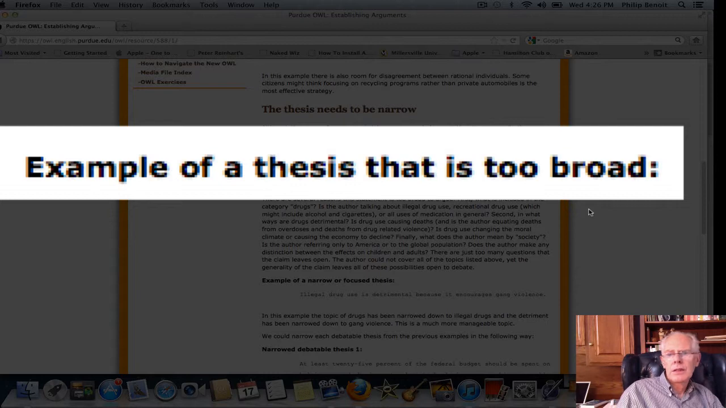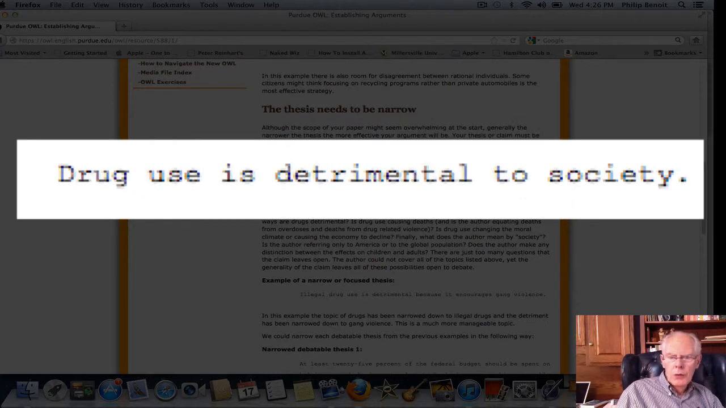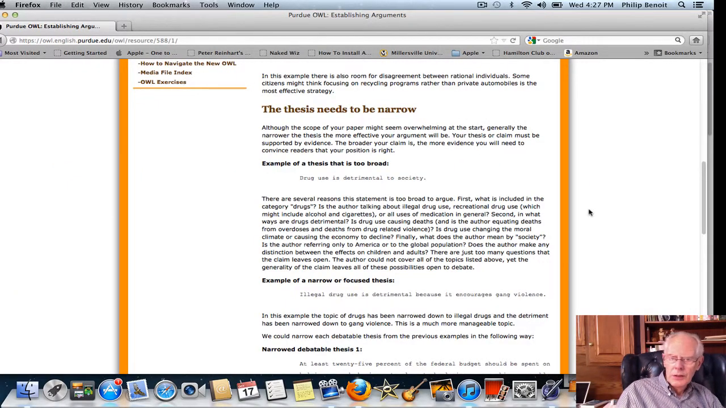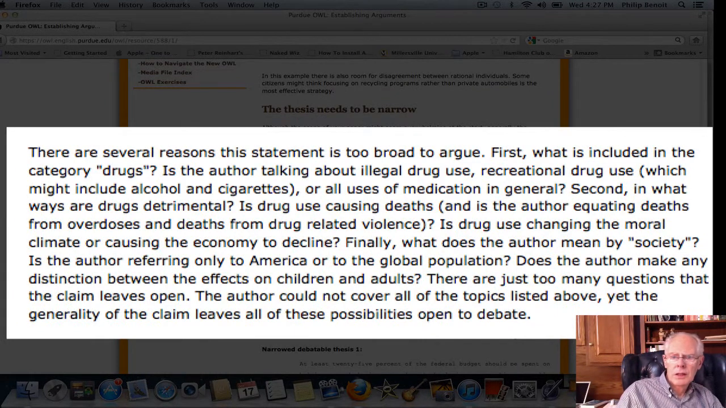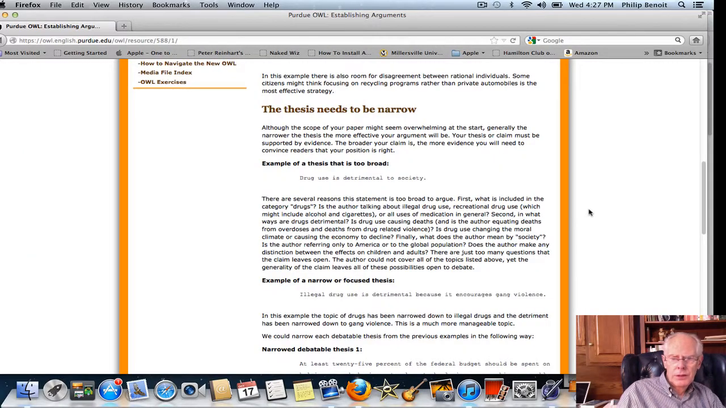So here's a thesis that is too broad. Drug use is detrimental to society. Okay, perhaps that's debatable, but it's too broad. Detrimental to society is a very general statement. In what ways is it detrimental to society? Drug use by whom? There's all kinds of things that you can't really identify as the focus of a good argument here with just that statement. Talking about illegal drug use, recreational drug use, for example, medication. What are we talking about here? It's just too much to take on and to argue effectively.